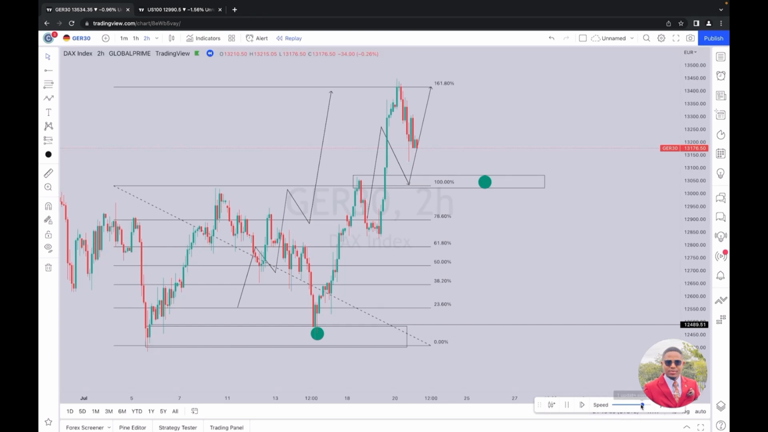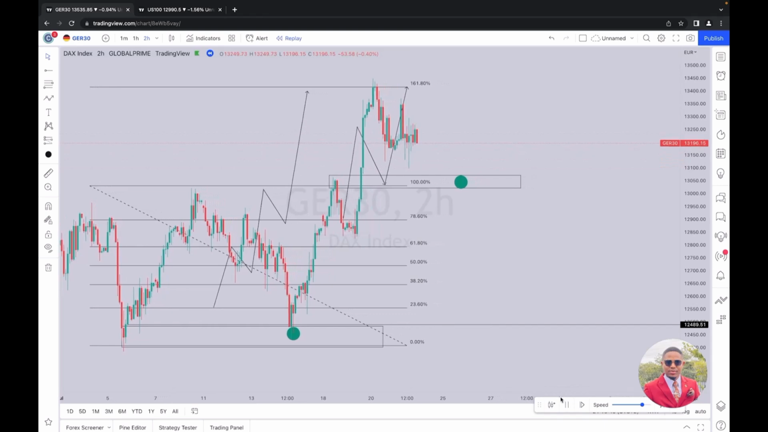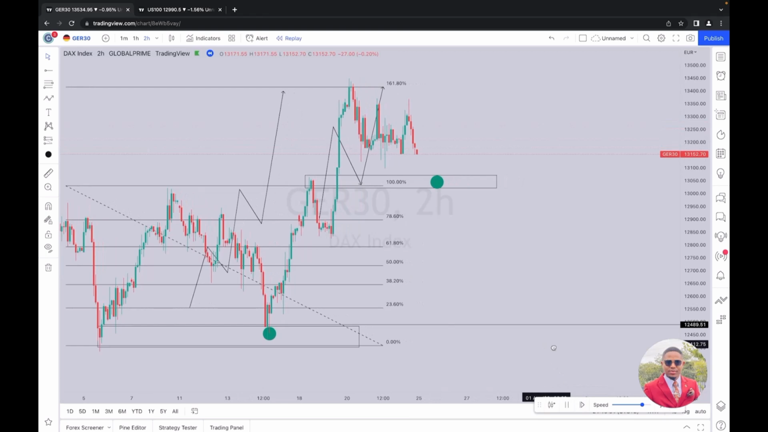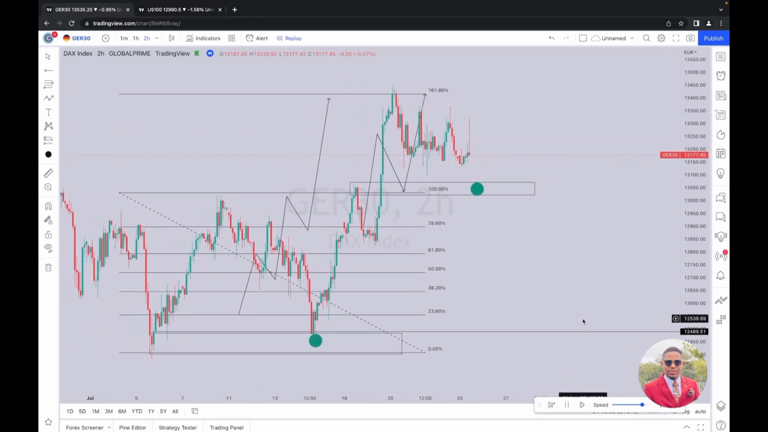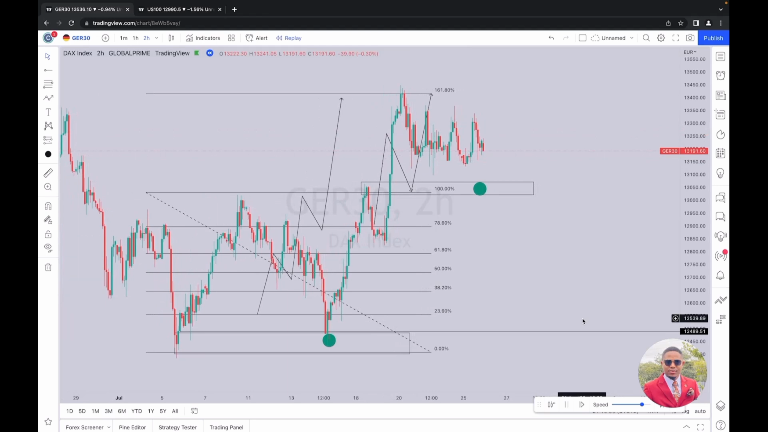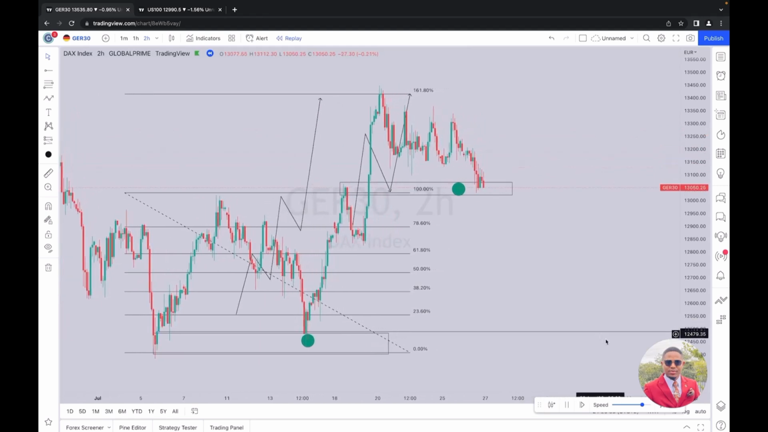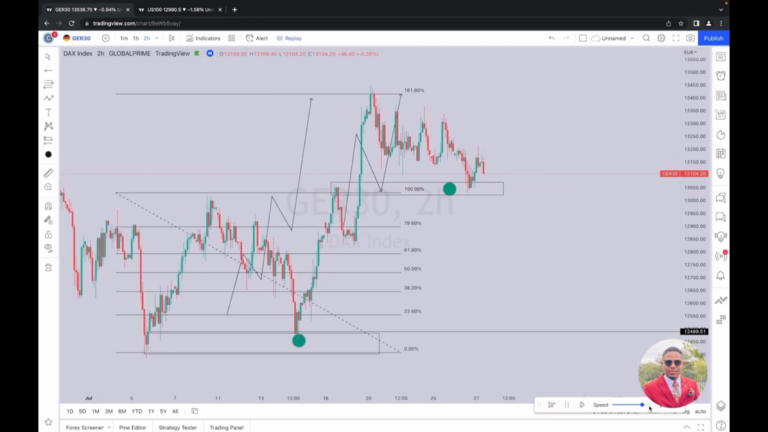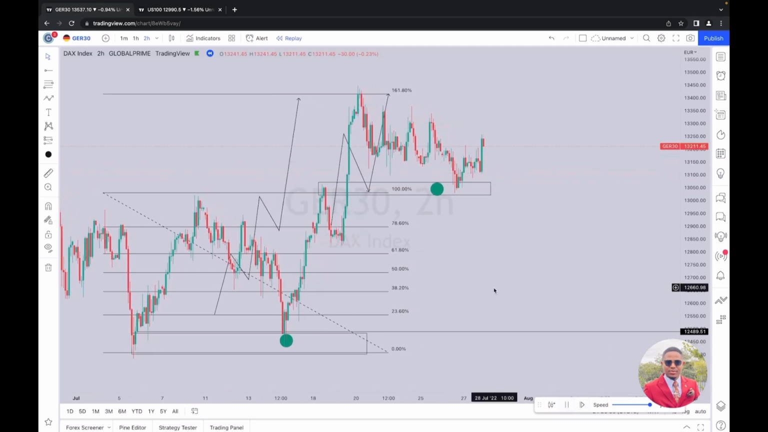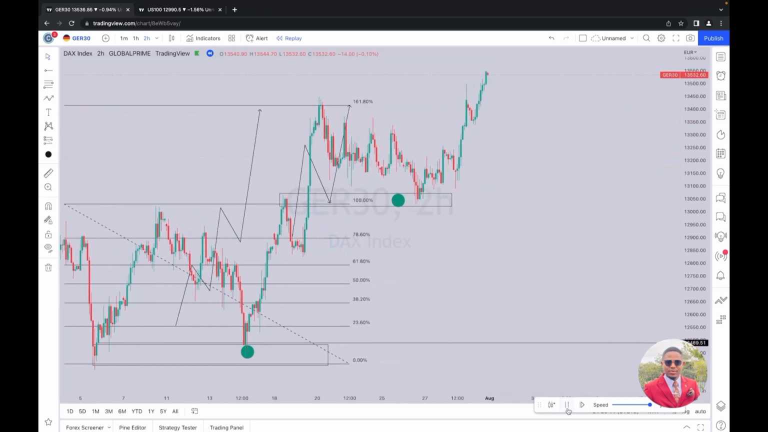Okay, then it has to go up like that. So you can see here, it ended up holding that side like what we predicted. Then now price goes up again like this. It goes up like that.